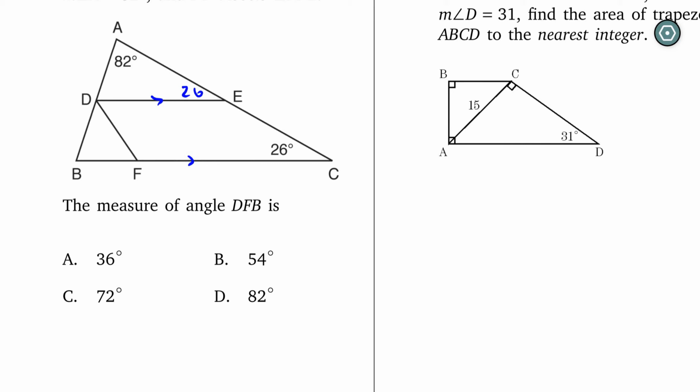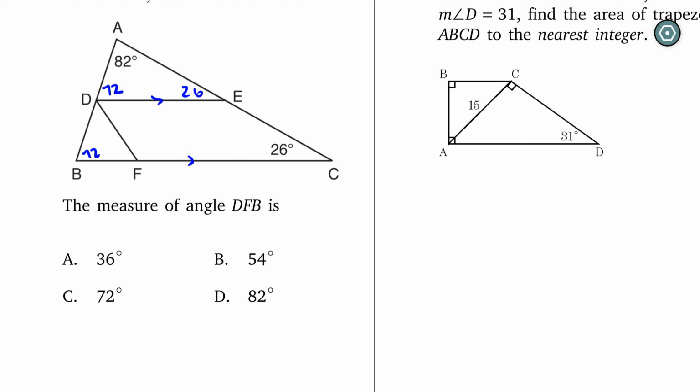We want to find angle DFB. So we want to keep going here a little bit. So I know angle B. So if I do 180 minus 82 minus 26, well, that gives me 72. If I do 180 minus 82 minus 26 again, I know this is 72.